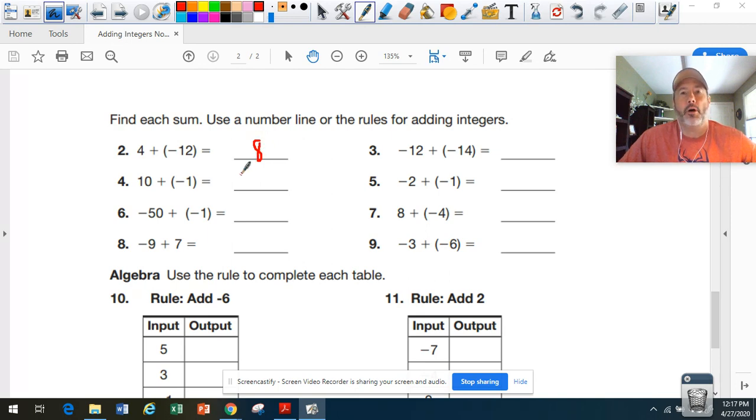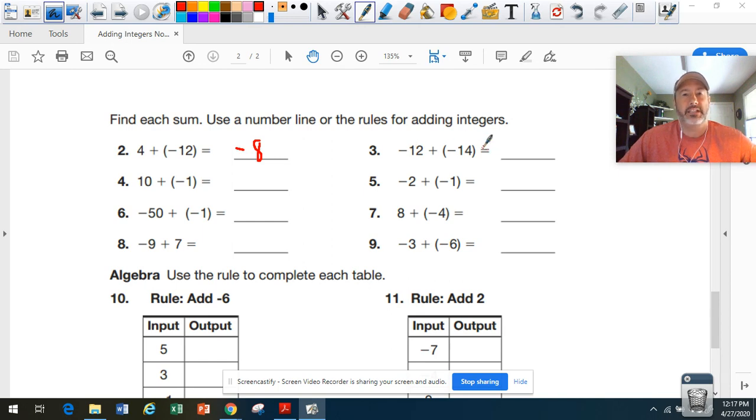Now we got to determine, is it positive or negative? Which is the larger number? The 12 was. What value does that 12 have? Is it positive or negative? It's negative, so the answer is -8. Very good.